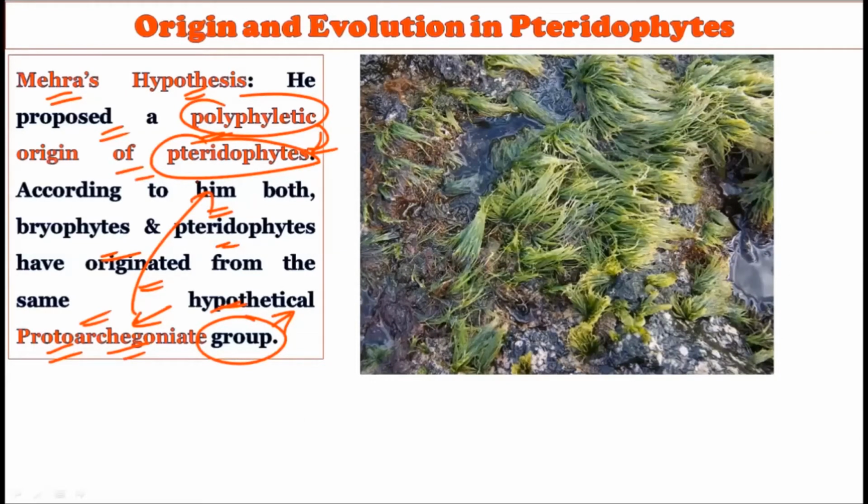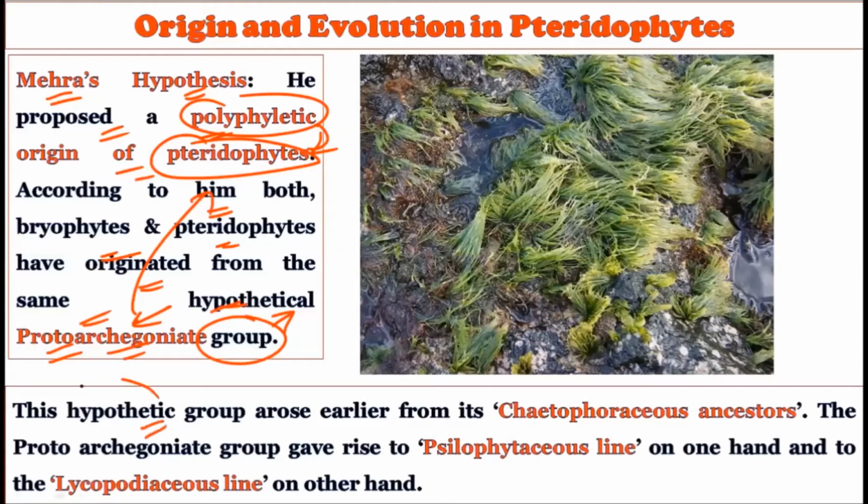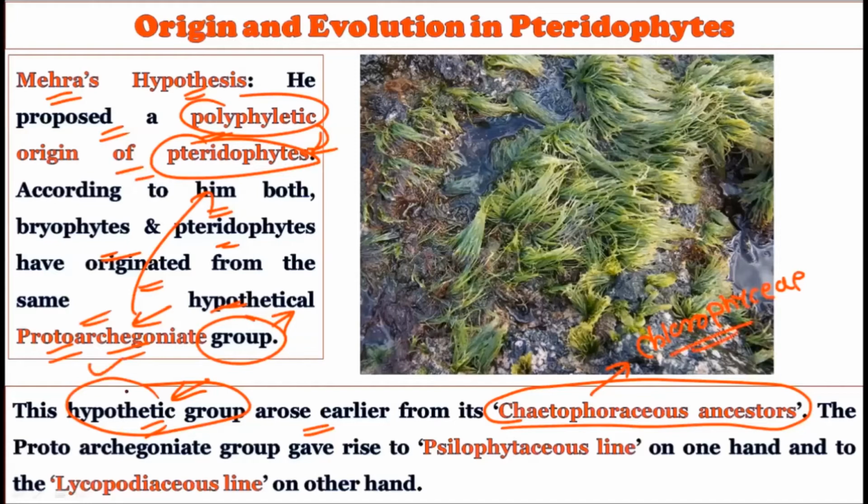Okay, what is Mehra's hypothesis suggesting? It is suggesting that the origin of the pteridophytes is a polyphyletic origin. From the many groups of algae, there was the creation of the many groups of pteridophytes, and there is an in-between group which is a hypothetical group called the proto-archaegoniate group. Okay, now see this hypothetical group. He has imagined this group, that is why we are calling it a hypothetical group. It arose earlier from the Chaetophoraceous ancestor, that is from the green alga, from the chlorophycean members. This group originated, which is called the proto-archaegoniate group.